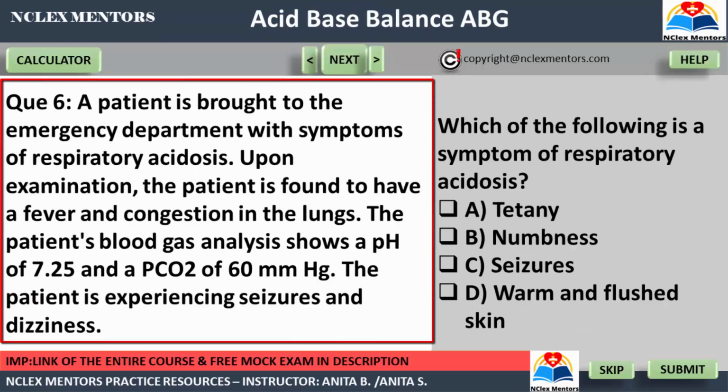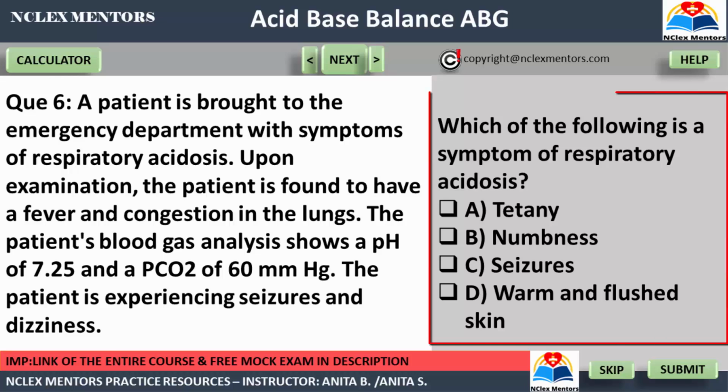A patient is brought to the emergency department with symptoms of respiratory acidosis. Upon examination, the patient is found to have a fever and congestion in the lungs. The patient's blood gas analysis shows a pH of 7.25 and a partial pressure of carbon dioxide of 60 millimeters of mercury. The patient is experiencing seizures and dizziness. Which of the following is a symptom of respiratory acidosis?